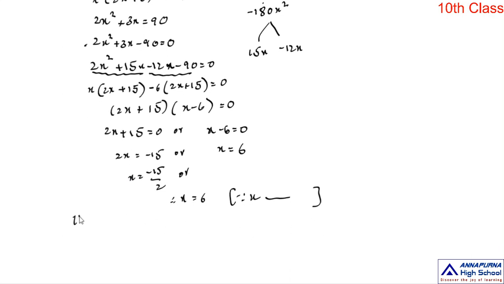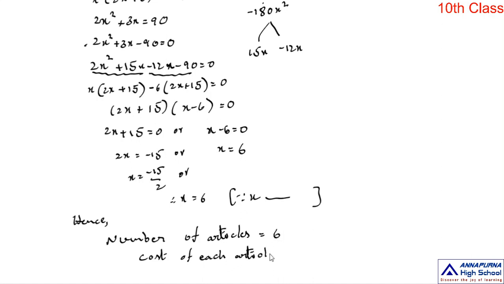Hence the number of articles that can be produced on the day is 6, and the cost of each article is equal to 2 into 6 plus 3, 12 plus 3, which is equal to 15 rupees.